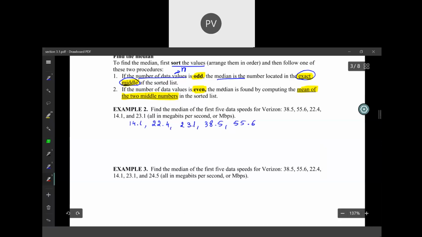Remember, the next thing you have to do is find the small n. n is nothing but the number of values. So it is 1, 2, 3, 4, 5. Right? So n is 5, which means it is odd. What are odd numbers? It is simply 1, 3, 5, 7, 9, 11, and so on. What are even numbers? Let me write like this.